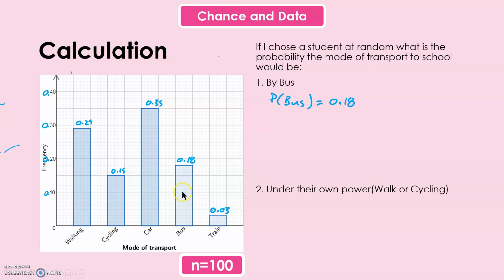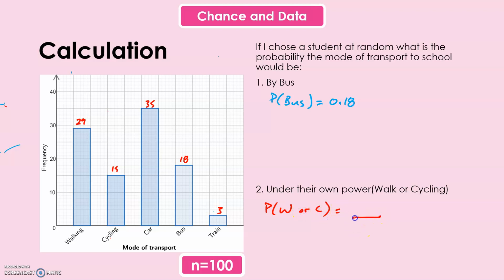For the next question, I'll show you how to do it using just the frequency. It's exactly the same thing, but rather than dividing at the start, you divide at the end. Okay, you can see it's now been restored as the frequency, so we no longer have the probability. So question 2, if I chose a student at random, what's the probability that the mode of transport would be under their own power, so walking or cycling? So the probability of walk or cycle.